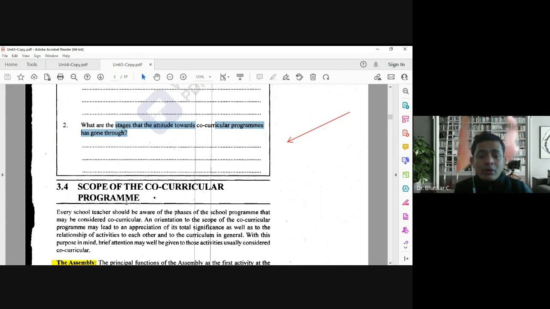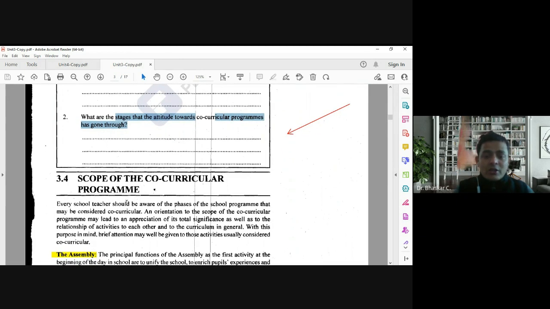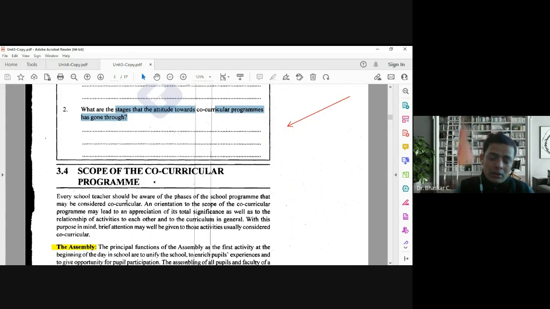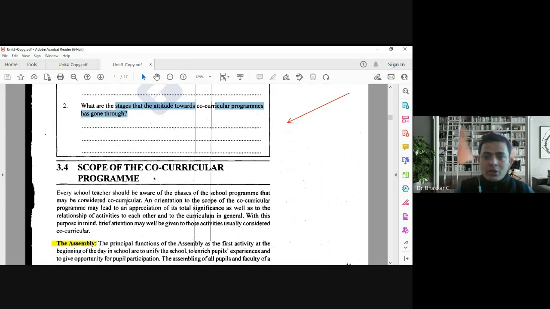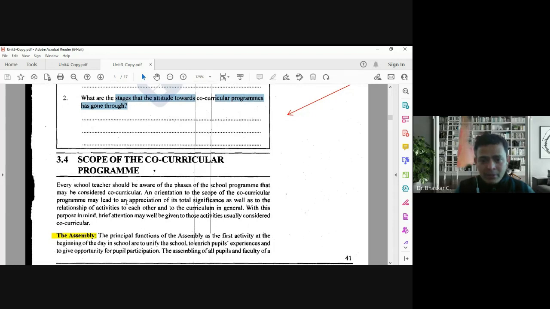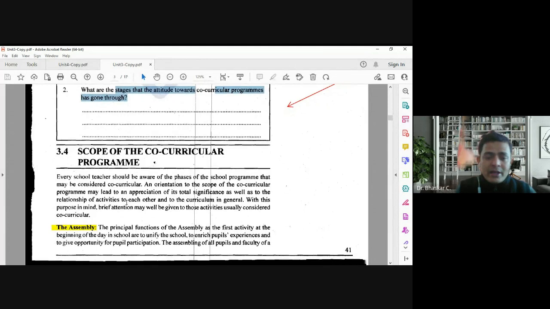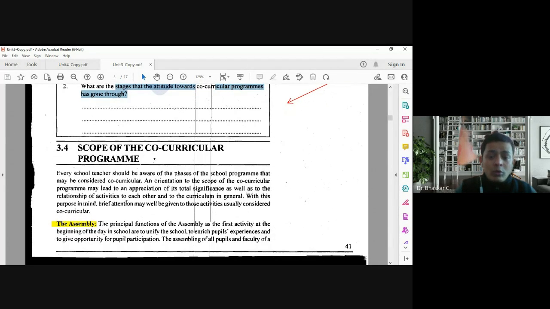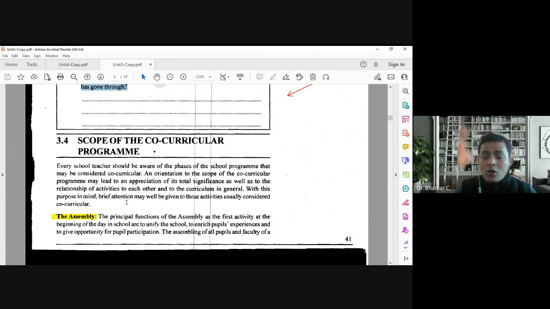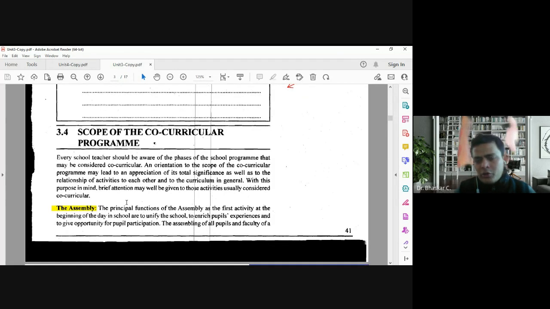Why is it so? Because these co-curricular programs provide the learners as well as the teachers an opportunity to trace out what is special among the learners, what extra they can do, in which manners they can do it, what their efficiency is, how competent they are. These questions may be answered when we go for the scope of the co-curricular program. Now, to understand this scope, we need to analyze some of the activities that we generally conduct in our institutions or in our schools.